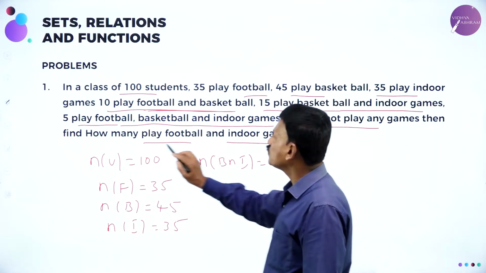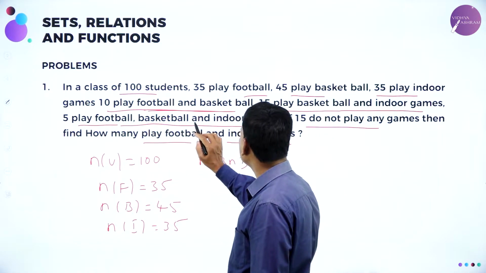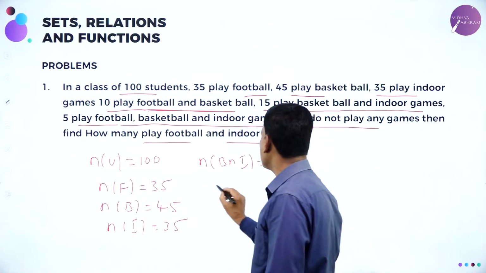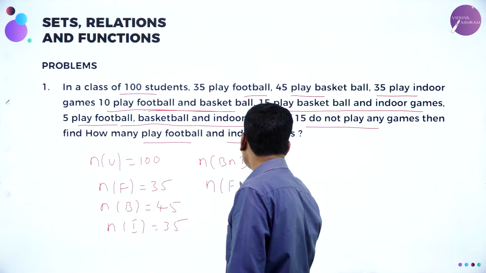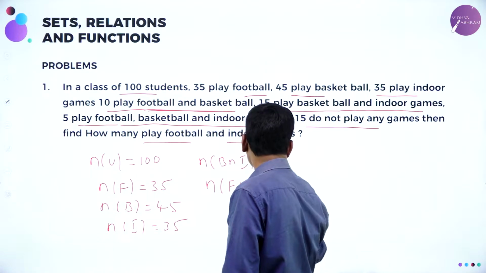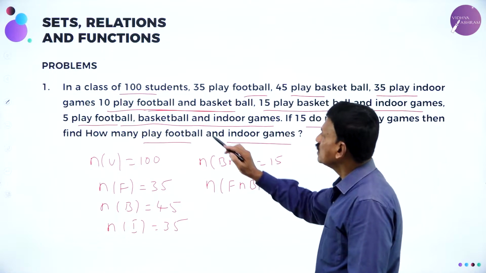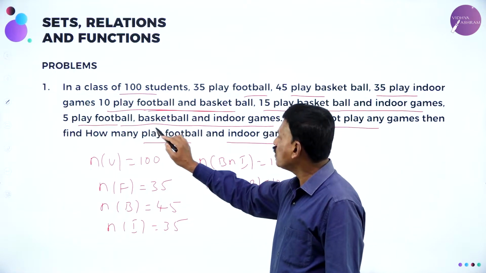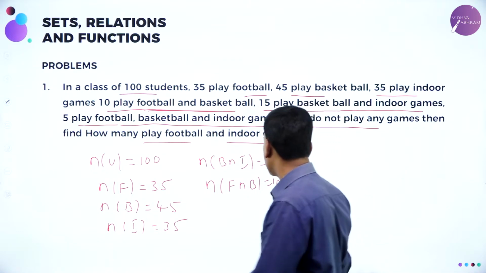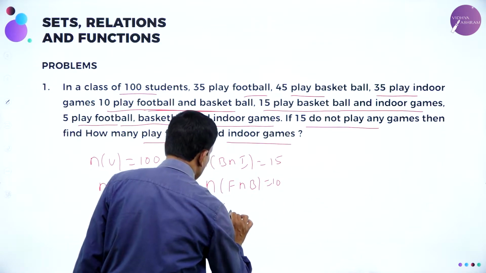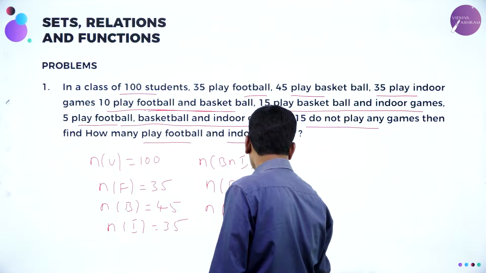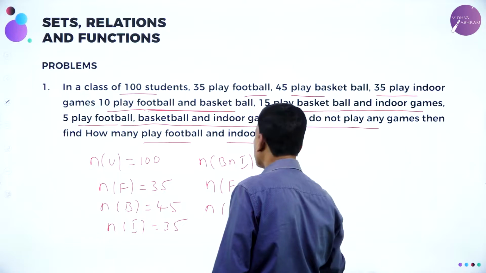Further, what is given? 10 play both football and basketball. Number of students who play football and basketball is equal to 10. Then 5 play football, basketball and indoor games. So all common: the number of students who play football, basketball and indoor games is equal to 5.